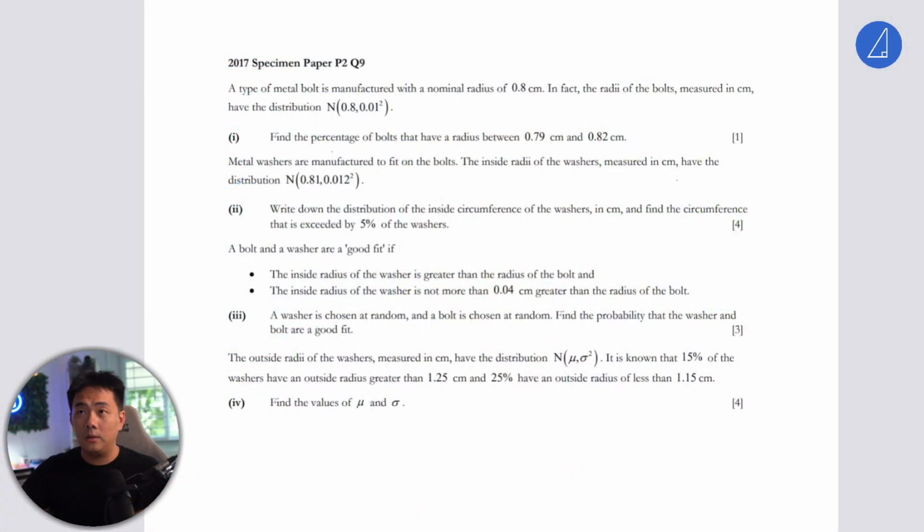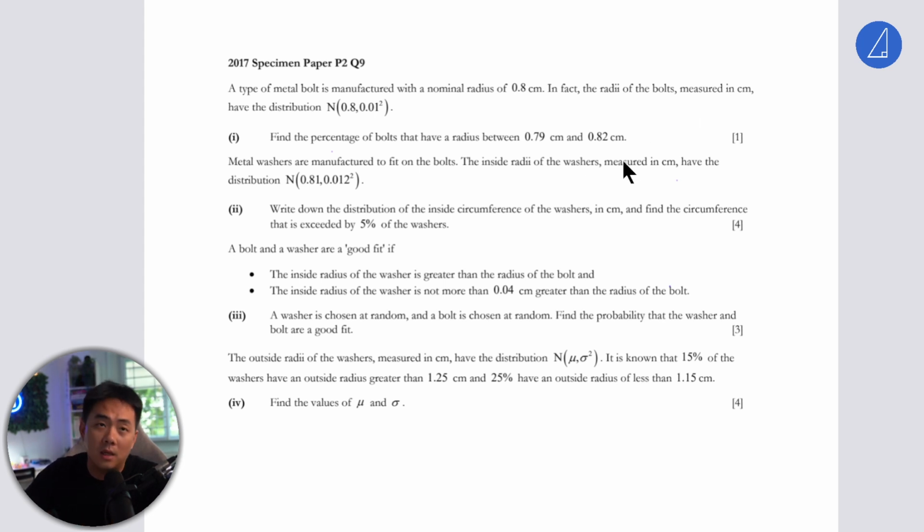Hi students, let's look at this question here, which is on normal distribution. So we are told that a type of metal bolt is manufactured with a nominal radius of 0.8 cm. In fact, the radii of the bolts measured in cm have a normal distribution N(0.8, 0.01²), with a standard deviation of 0.01. Find the percentage of bolts that have a radius between 0.79 and 0.82.